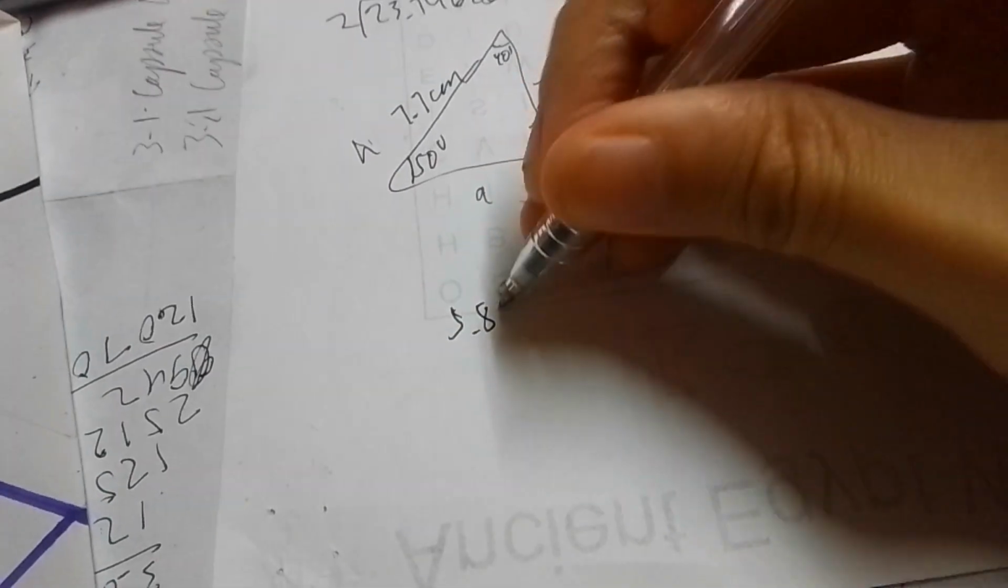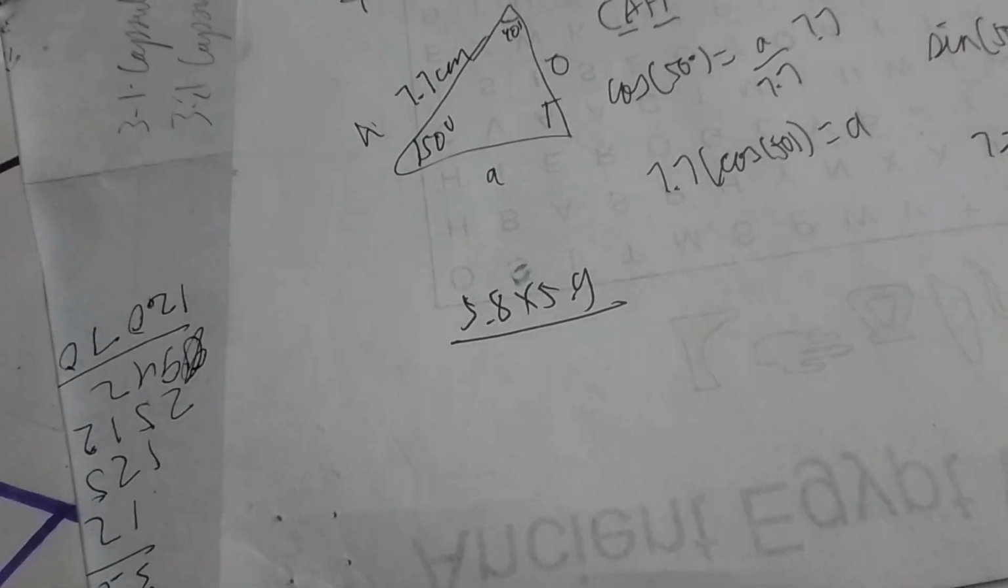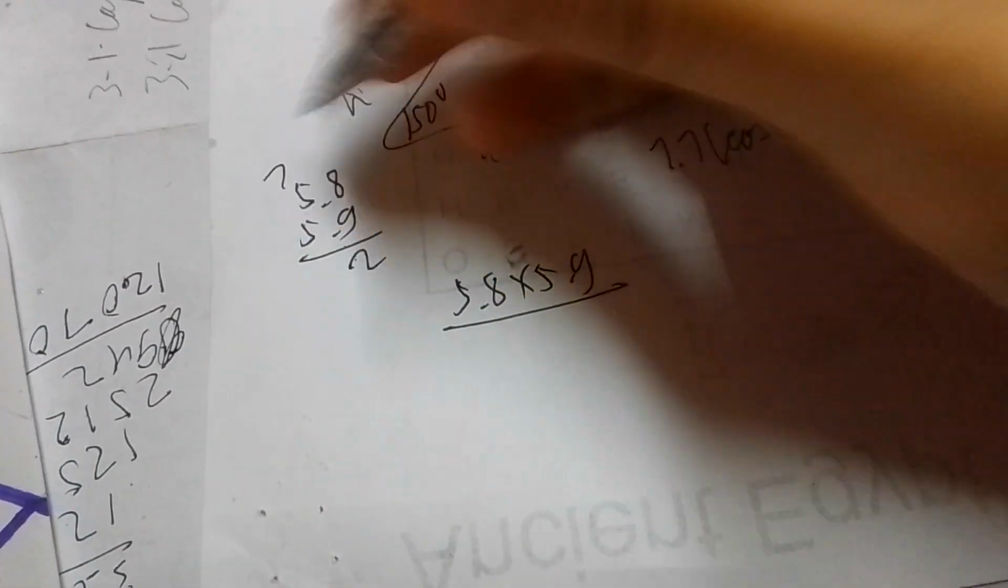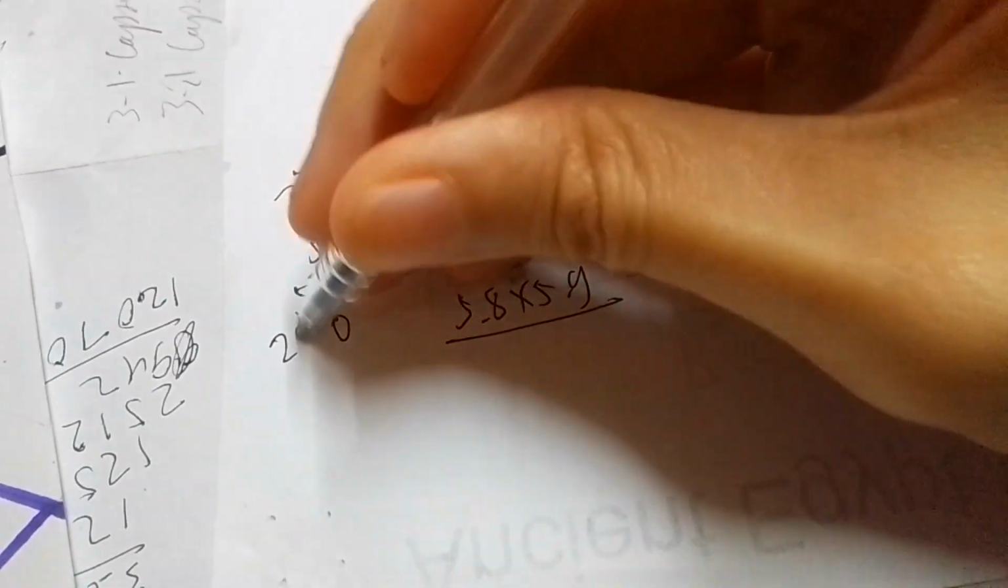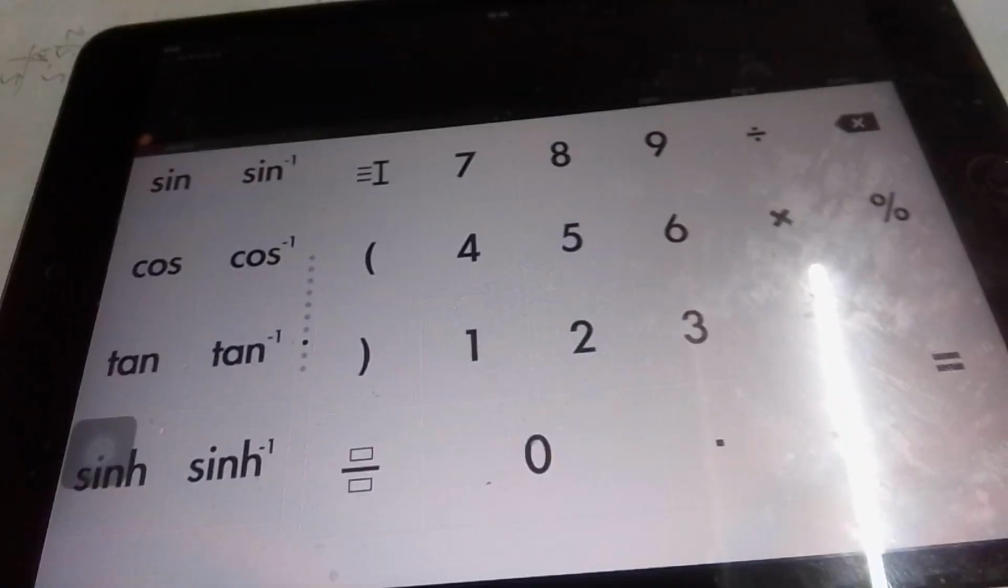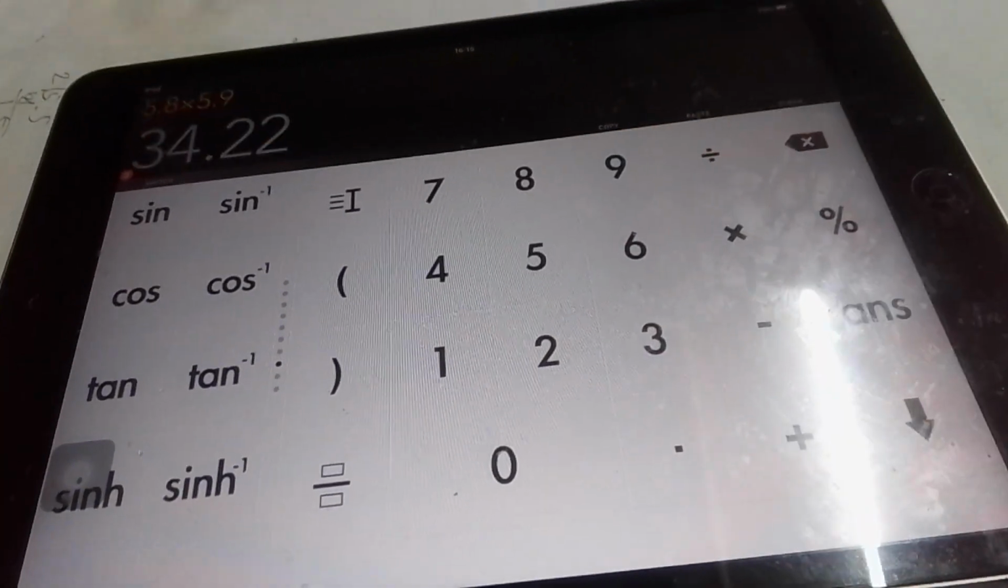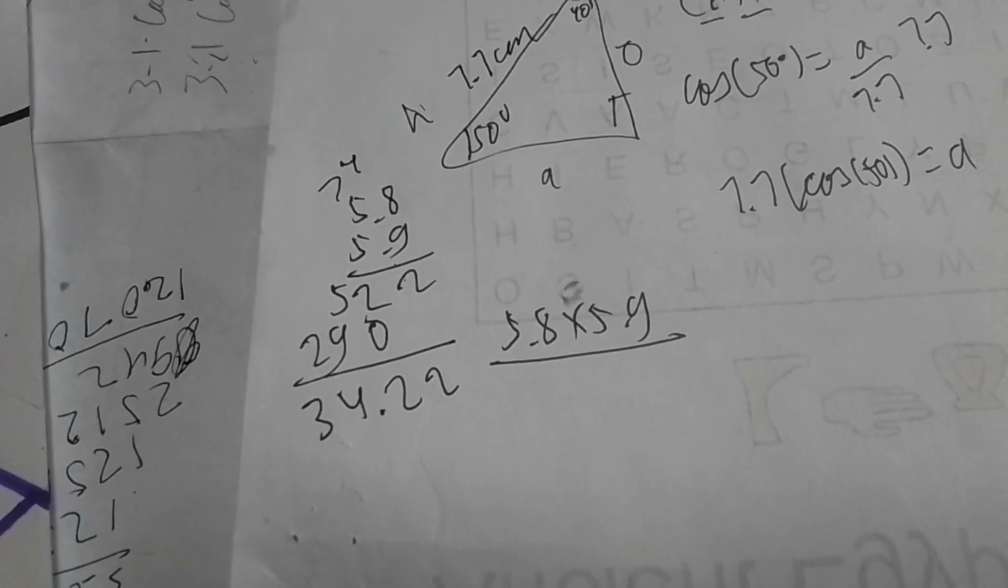Remember, we do surface area. In a triangular prism, you need to have 5 faces. One face is the triangular base. So you have 5.8 times 5.9, which is the base times the height. But you don't need to divide by 2 and multiply by 2 anymore because it's already implied. And there are 2 triangles that are congruent. So 5.8 times 5.9 is 34.22. That's for the 2 triangles.